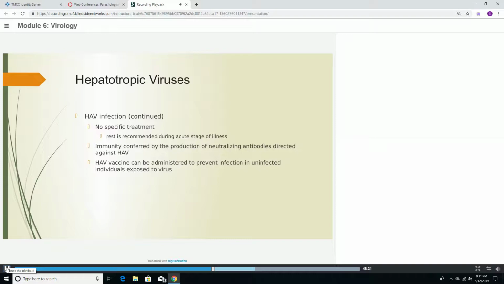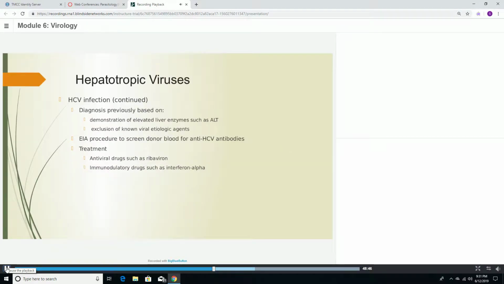There's no specific treatment. Rest is recommended during the acute stage of the illness. Immunity is conferred by the production of neutralizing antibodies directed against HAV. HAV vaccine can be administered to prevent infection in uninfected individuals who have been exposed to the virus.